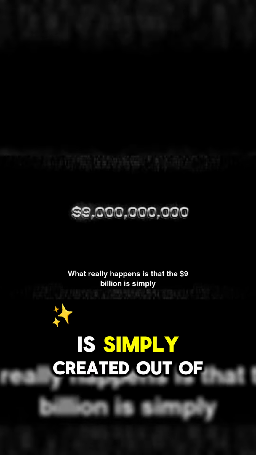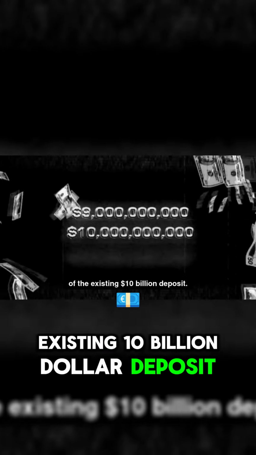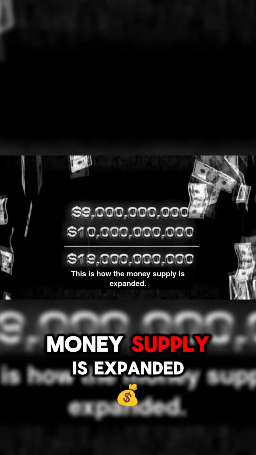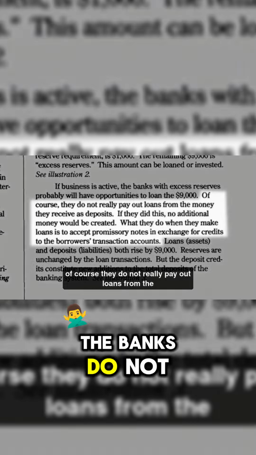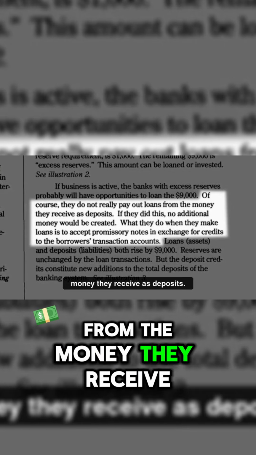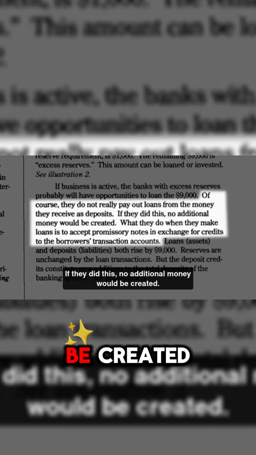What really happens is that the $9 billion is simply created out of thin air on top of the existing $10 billion deposit. This is how the money supply is expanded. As stated in Modern Money Mechanics, of course they, the banks, do not really pay out loans from the money they receive as deposits. If they did this, no additional money would be created.